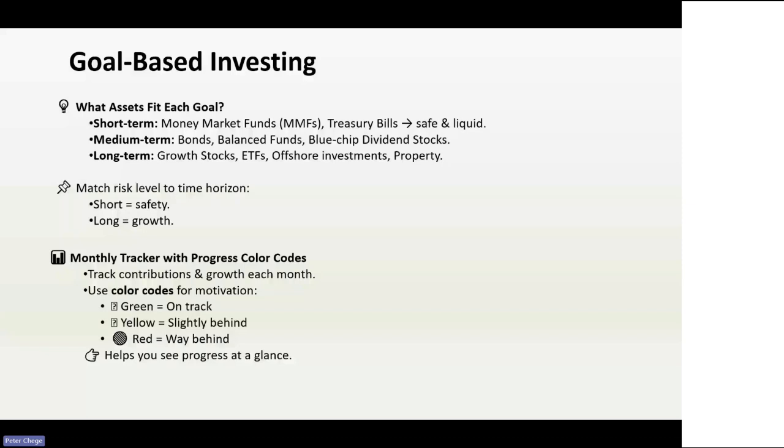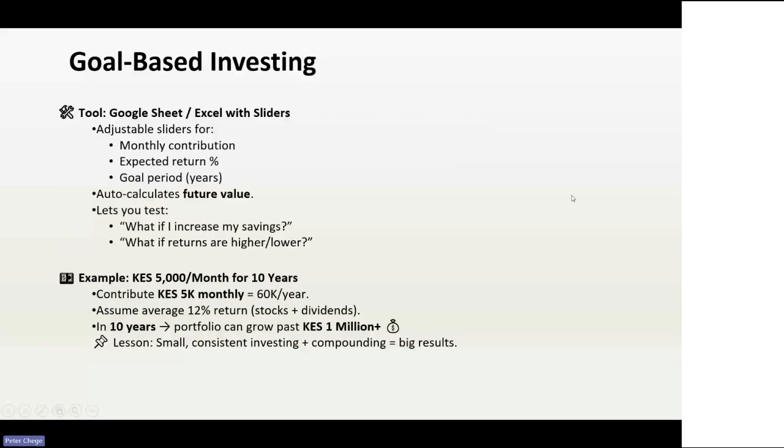So you need to have a monthly tracker with maybe color codes. With the colors you can easily tell when it changes to green, yellow, red. You already know where you are. So you can track contributions and growth each month, and it helps you see that progress at a glance. For these, again, Google Sheets, they are free, or if you have Excel. I would prefer Google Sheets because Google Sheets is in your Gmail account. You can always track it, access it anywhere.